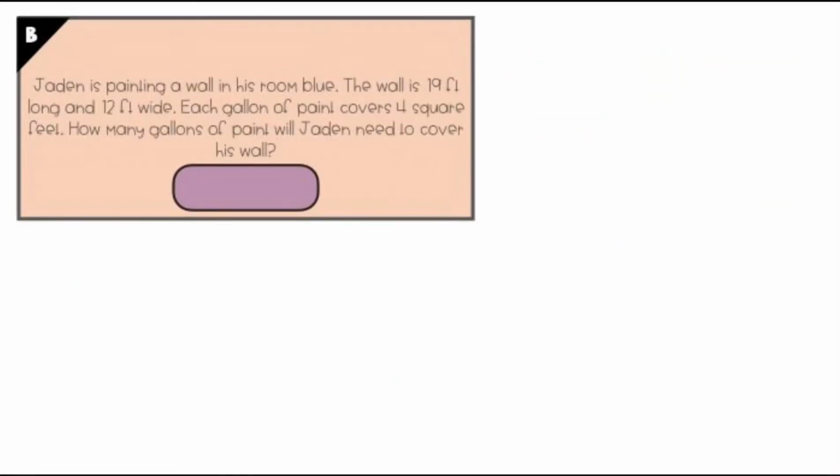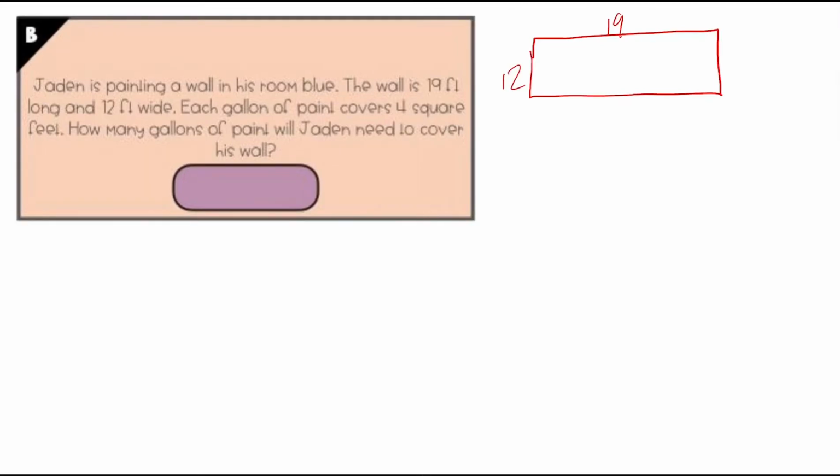And question 2 says that Jaden is painting a wall in his room blue. The wall is 19 feet long and 12 feet wide. Each gallon of paint covers 4 square feet. How many gallons of paint will Jaden need to cover his wall? So again, I always start by drawing my picture of my wall. So I've got 19 feet by 12 feet.